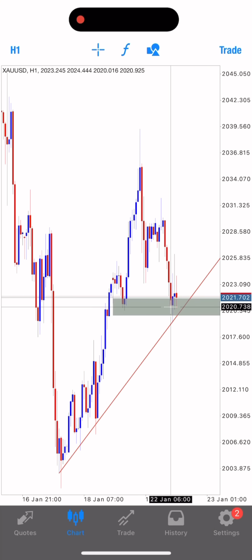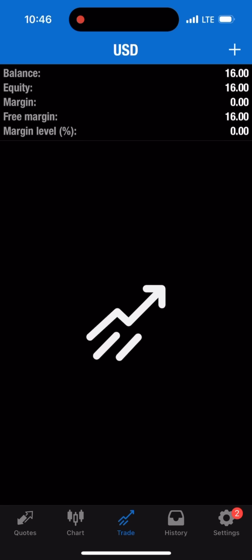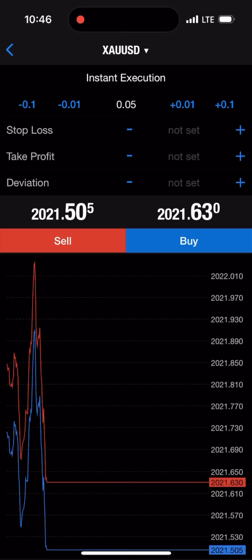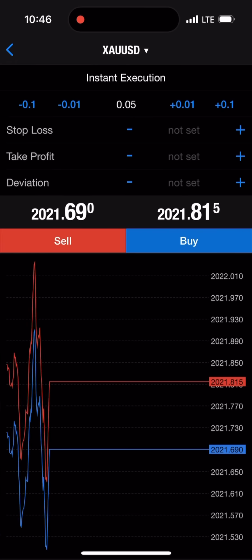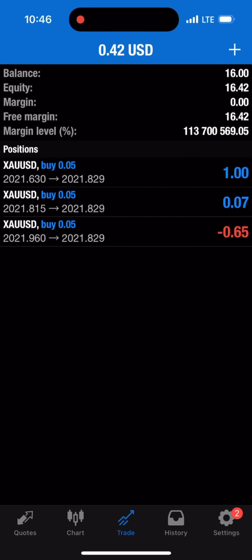So this is a very clean setup. And it's already reacted and it went up. So let's first start entering slowly, guys. I've entered three positions for now. Just three positions for now.